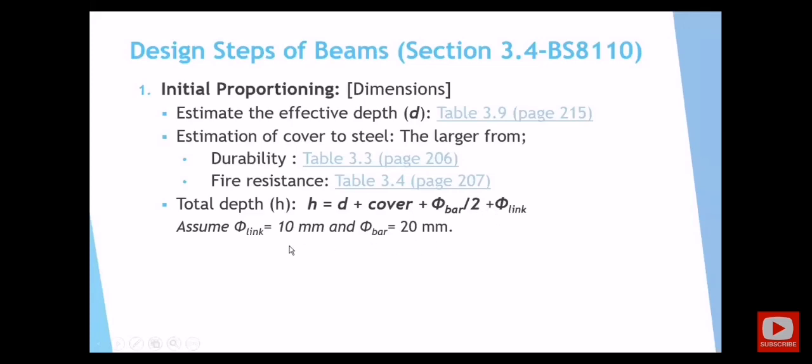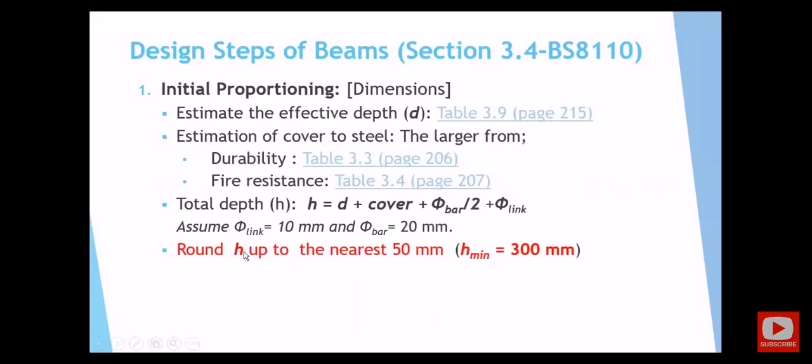So as a guide, for the phi of the link, assume it as 10 millimeter, sometimes 12 millimeter. It's up to you. Assume it 10 millimeter. And for the diameter of the bar, in this case, we assume it 20 millimeter because usually the size of the bars in the beam is greater than the size of the bars in the slabs. In the slabs, we used to assume the phi bar 10 millimeter. However, for the beams here, just assume it 20. So substitute these values in here, and you can get the H.